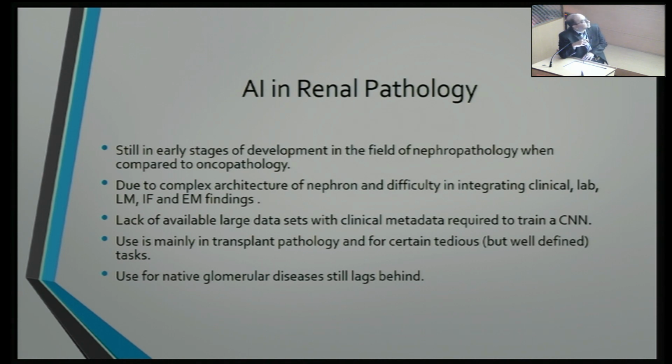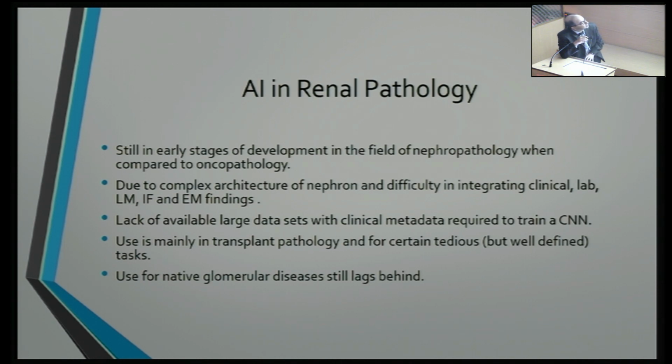Yeah, definitely they are very good at doing well-defined tasks. For example, if you have to score fibrosis in a biopsy, this algorithm will do very well. Counting the number of glomeruli, these algorithms will do very well. Identifying the proliferative glomeruli, they will do well, but giving a complete picture based on all the data is limited. So it is mainly used for tedious but well-defined tasks, as I said, and especially in transplant pathology, where you have to score the fibrosis, you have to score the tubulitis, there this can be used.